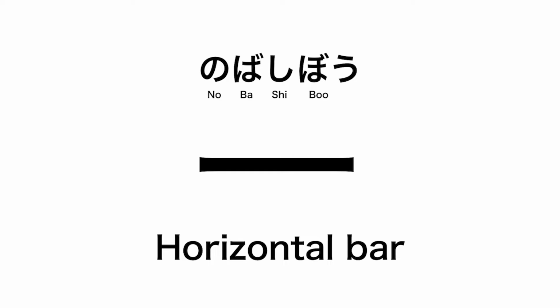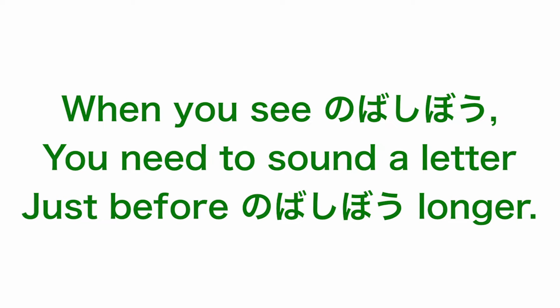So now I introduce you to a new symbol, the horizontal bar. We call this nobashibo in Japanese. When you see nobashibo, it means that you need to sound the letter just before nobashibo longer.